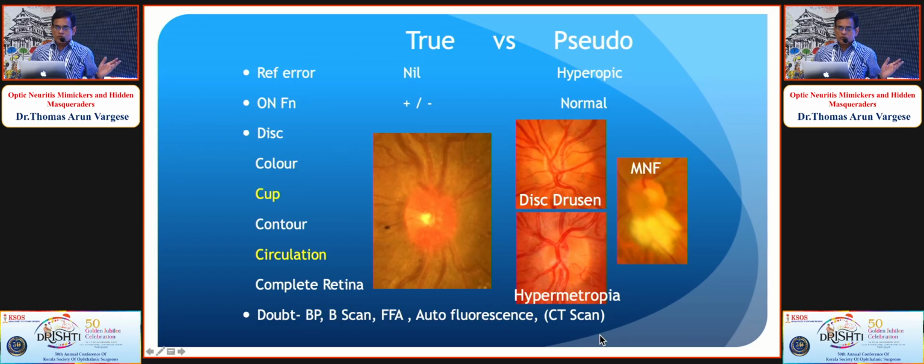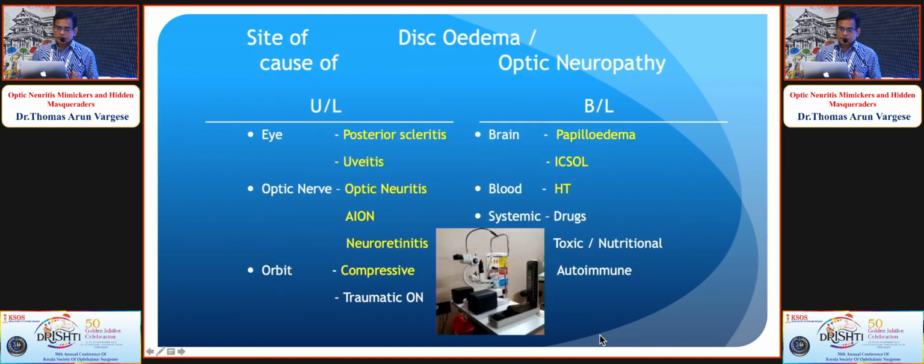The most useful C's are color, cup, contour, circulation, and complete retina. The cup, as you know, in true edema is lost late, while in pseudo disc edema it is often absent. And circulation: the blood vessels are usually very clearly seen in pseudo disc edema.